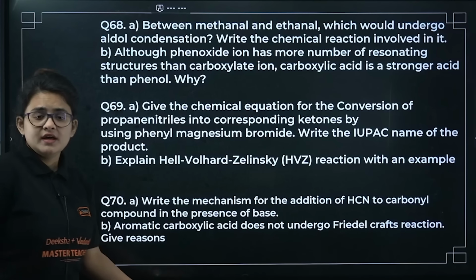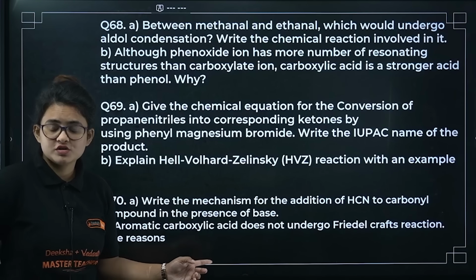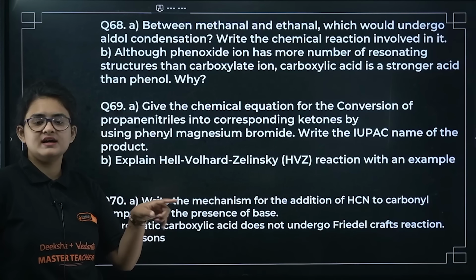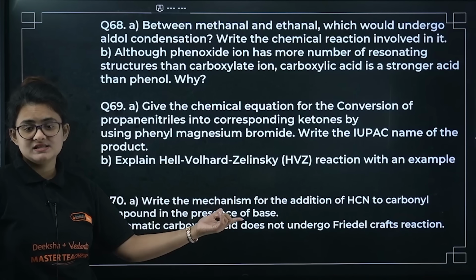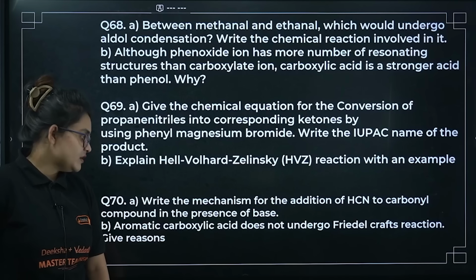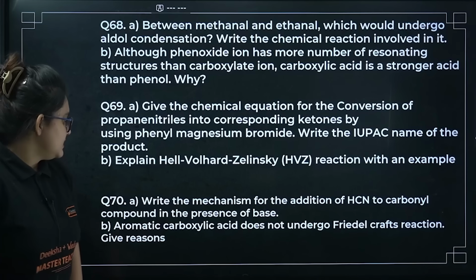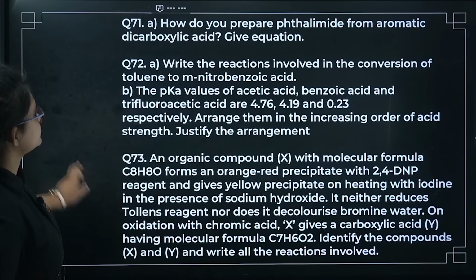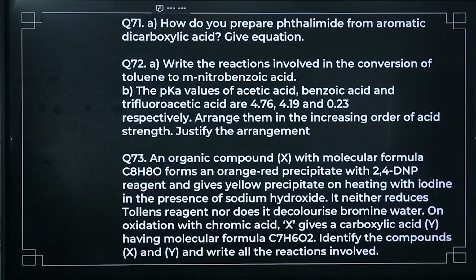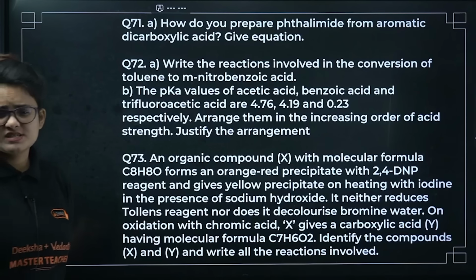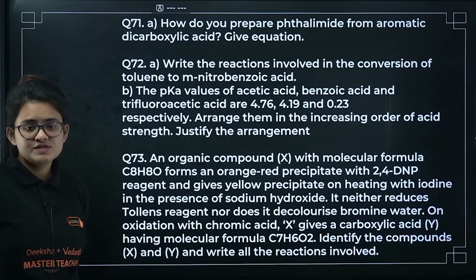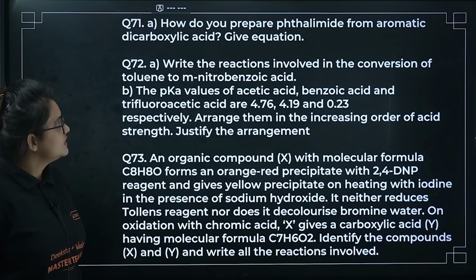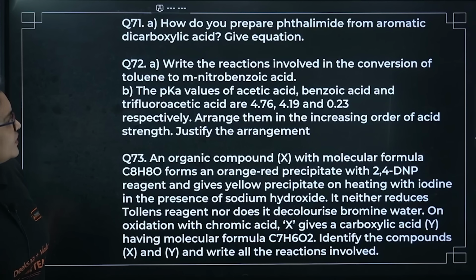I mean, question. NaHSO3 also they can ask. So you will just have to show the attack and one tetrahedral intermediate it will form, and then if HCN is the nucleophile, then you will end up with the cyanohydrin, right? Let's go ahead. Okay, so phthalimide preparation from aromatic carboxylic acid, you have to take a dicarboxylic acid type of thing. You have to treat this with ammonia, excess ammonia, right? So next, write the reaction involved in conversion of toluene to metanitrobenzoic acid.